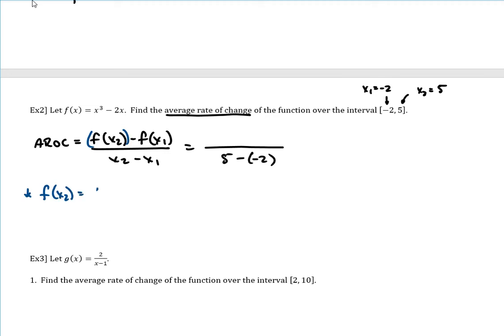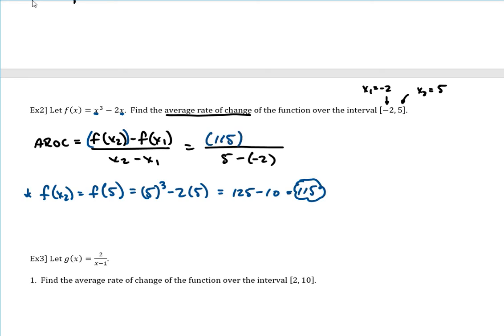So f of x2 is equal to, well, they say x2 is 5, so let's just plug that in. So all I want to do is f of 5, and they have that function right here. I can just plug in the 5 into those x's. So I'd have 5 cubed minus 2 times 5. And then from there, we'll just simplify. 5 cubed is 125. 2 times 5 is 10, so 125 minus 10 is 115. Okay, so what I have in the blue parentheses is that f of x2. And then we have minus, I'm going to put it in red parentheses, our f of x1.